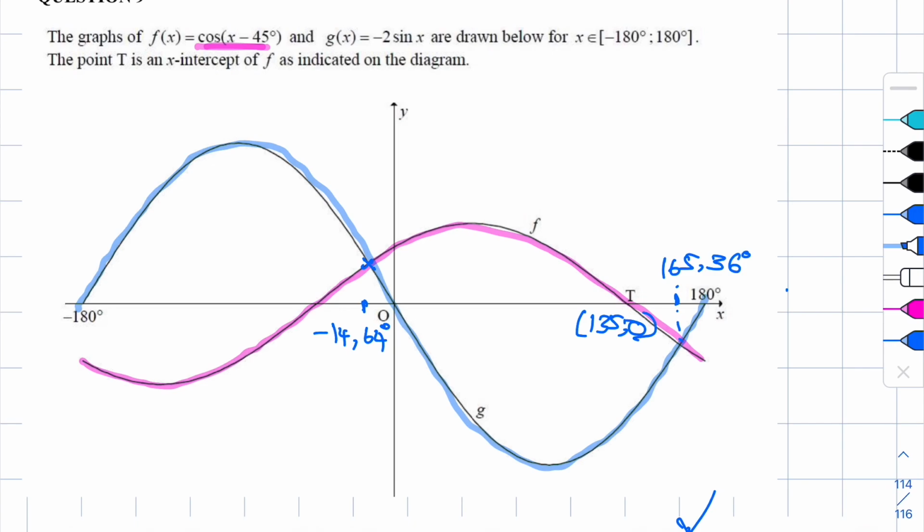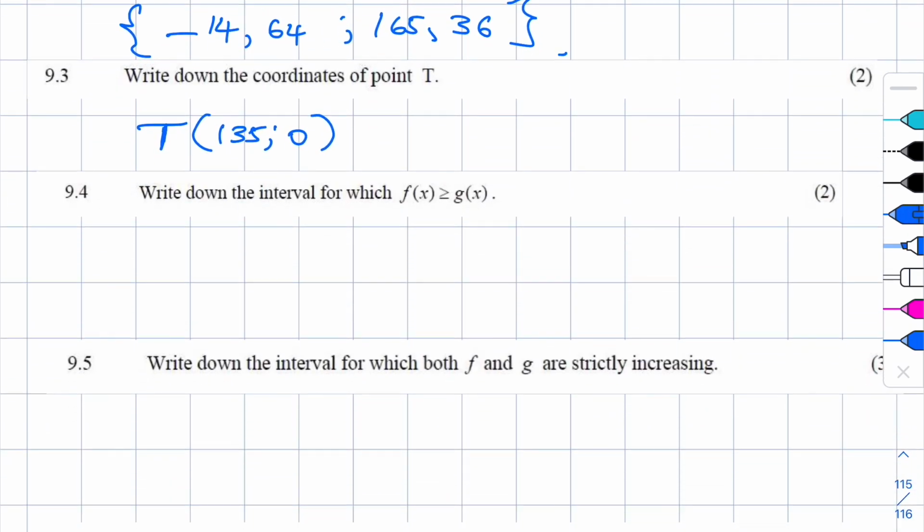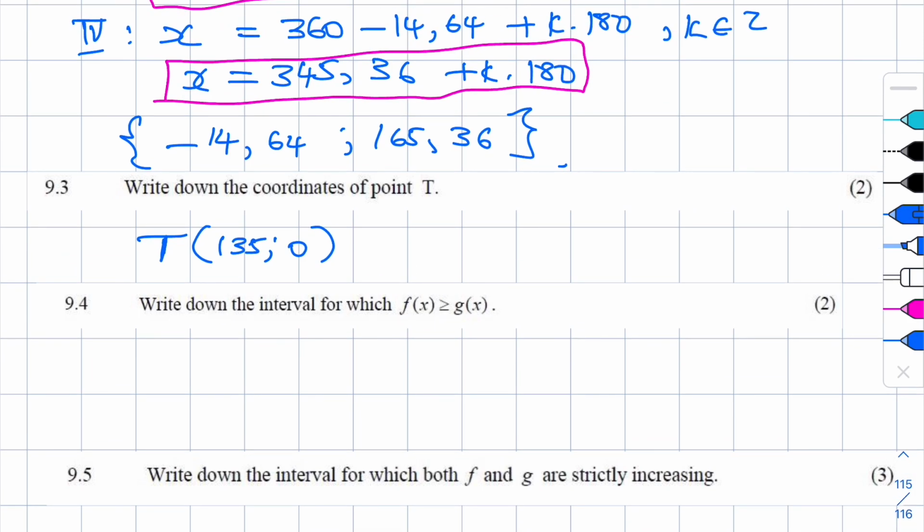You can clearly see that it is from this value of x all the way up to that value of x, which means it's from negative 14.64 up to 165.36. So we're going to write our solution. x is an element of, with a square bracket because it's greater than or equal to, negative 14.64 all the way up to 165.36 degrees.